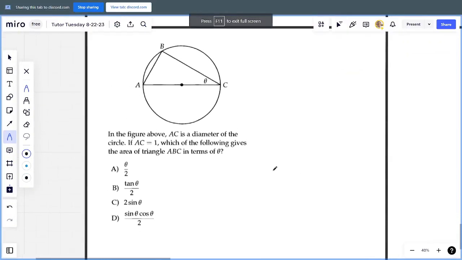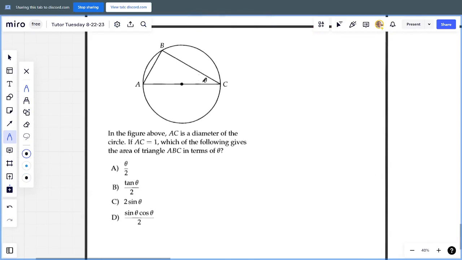Alright, in the figure above, AC is the diameter of the circle. If AC is equal to 1, which of the following gives the area of triangle ABC in terms of theta? Okay. I know for area, let's write out our little handy formula for area, which is that area of a triangle is equal to the base times height divided by 2. I see some divide by 2's here. That might be useful.